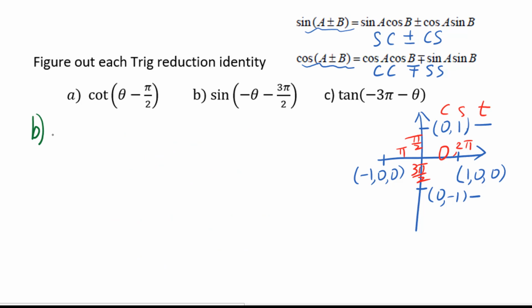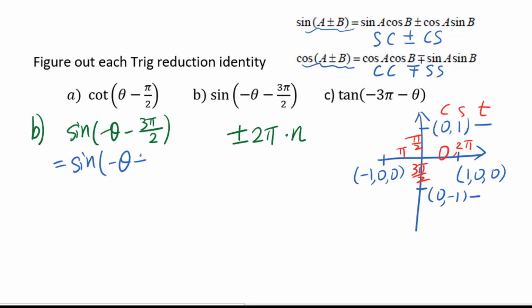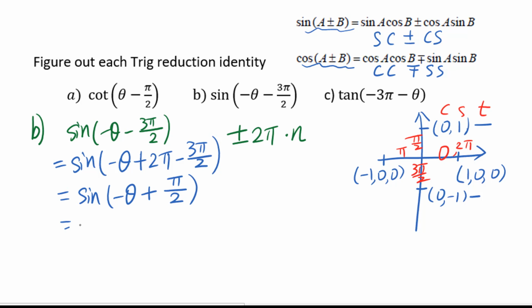Let's go to B. Sine of negative theta minus 3 pi over 2. When both are negative here, you will try to get the coterminal angle by adding or subtracting 2 pi times n. For negative 3 pi over 2, we just need to add 2 pi. So we will get sine of negative theta plus 2 pi minus 3 pi over 2. You will get sine of negative theta plus pi over 2. Then we will write it this way: pi over 2 minus theta.